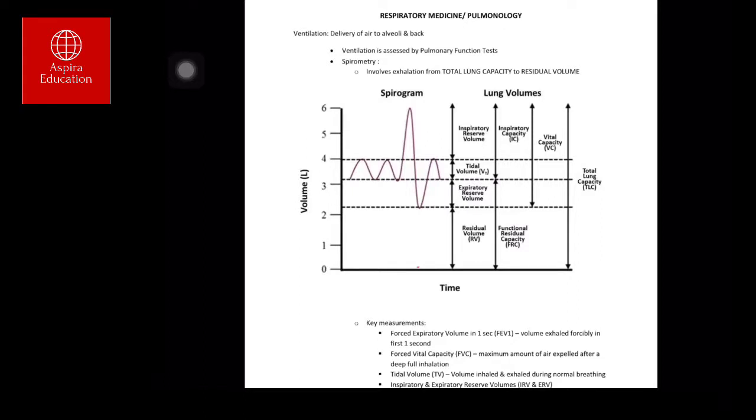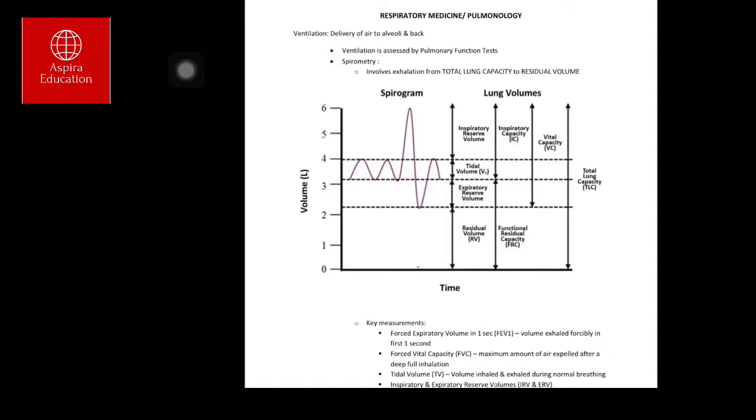We know ventilation is delivery of the air to alveoli and back outside. So how do we assess the ventilation? It is via pulmonary function tests. A very important pulmonary function test is called spirometry. Basically, it involves exhalation from the total lung capacity to the minimal residual volume that stays always inside the lungs.